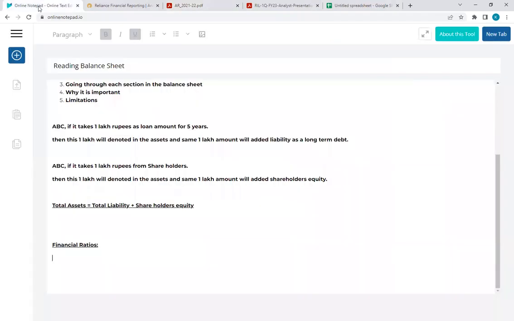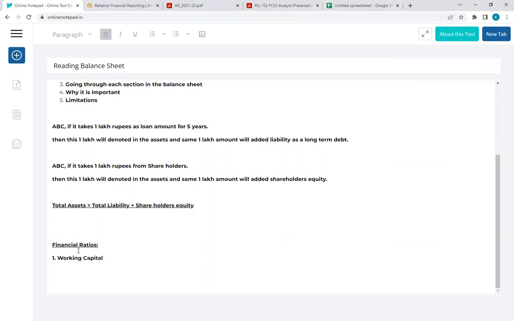Okay, the main or important ratios which we can get from the balance sheet: the first is working capital.